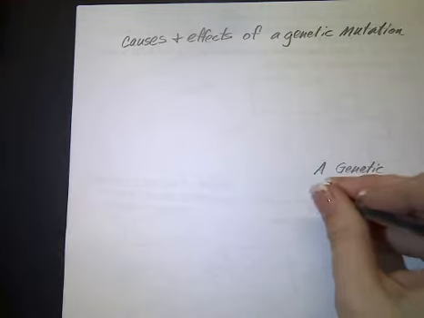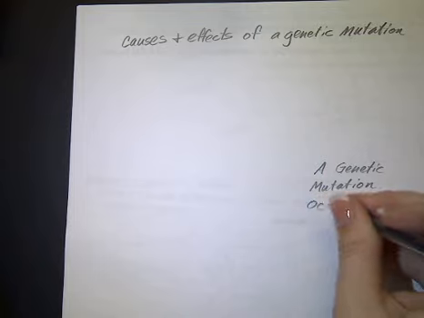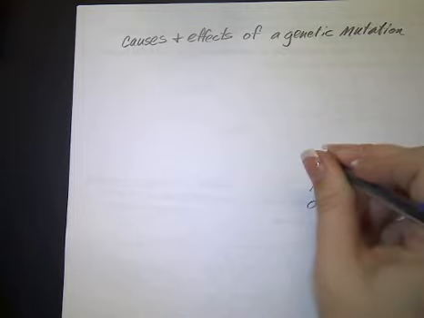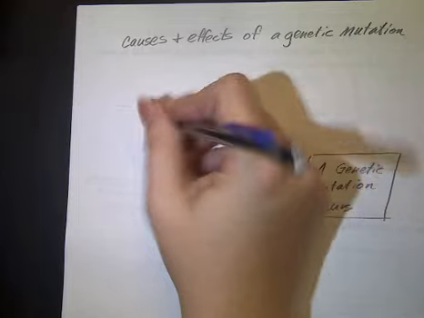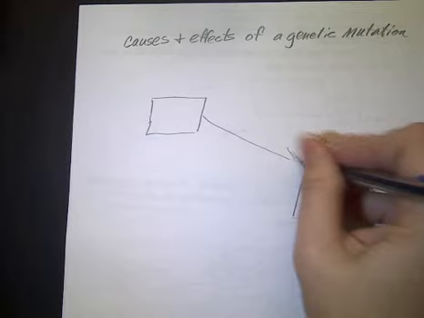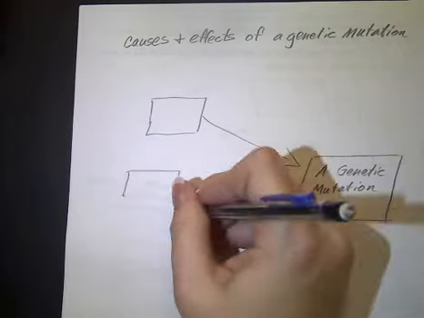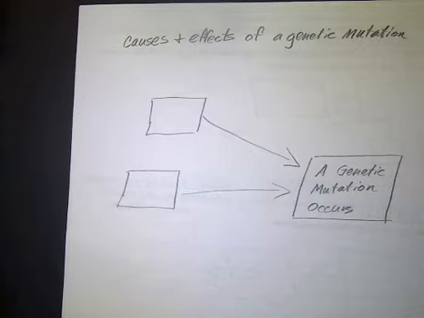Okay, and so here we have different things that could cause that to happen. So causes, and then we also have effects. So a genetic mutation occurs, and then what does that do to the organism? Okay, so that's your basic format, how to set up that map.